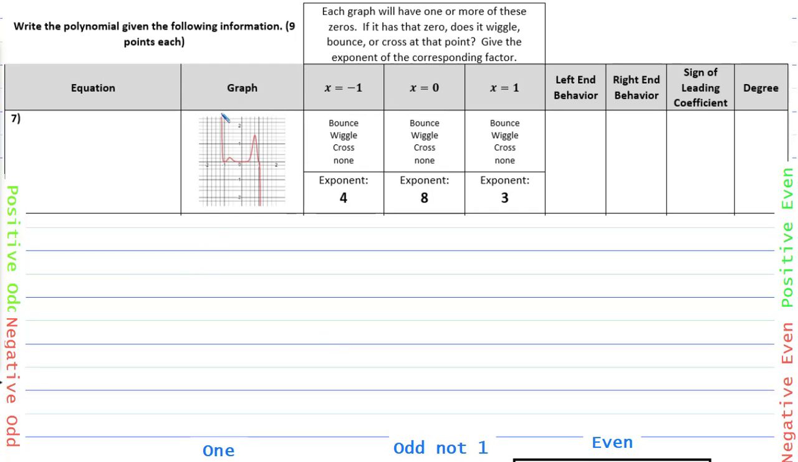So let's go ahead and do this next one. So my left-hand side is going to positive infinity. My right-hand side is going to negative infinity. That means my leading coefficient is going to have to be negative because my right-hand side is negative infinity. And then my degree, I add those up. 12 plus 3 is 15.